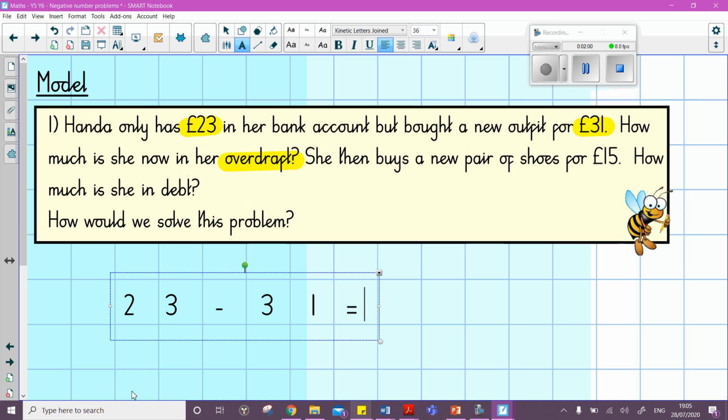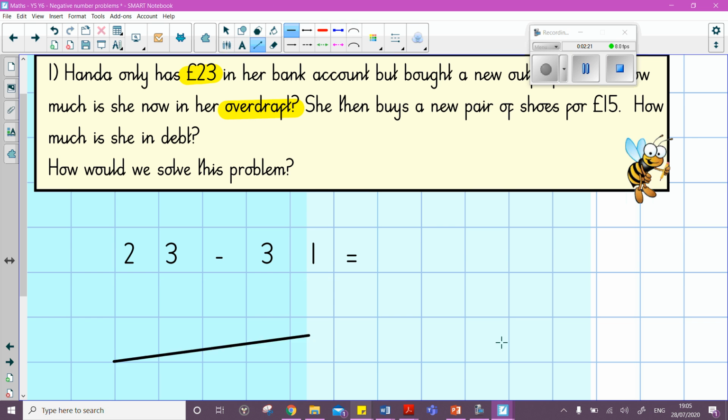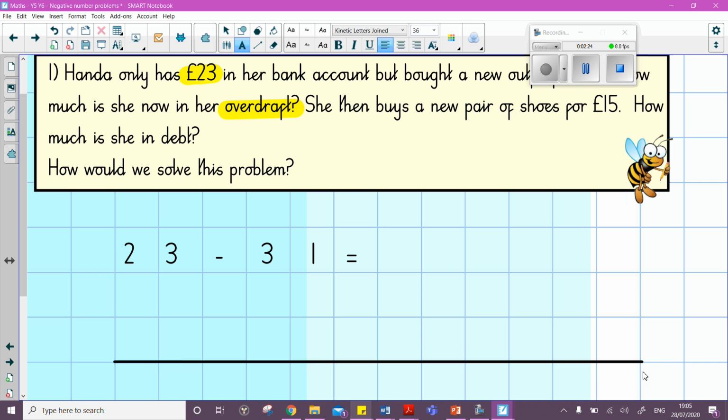So this is my positive number. This is also a positive number that she's spending, but when I subtract it, it means that the amount of money she has is going to be below zero, because the number I am subtracting is larger than the number that I am subtracting from. So I could draw a number line to help me, and on here I will have 23, because that's how much money she has, and she spends £31.